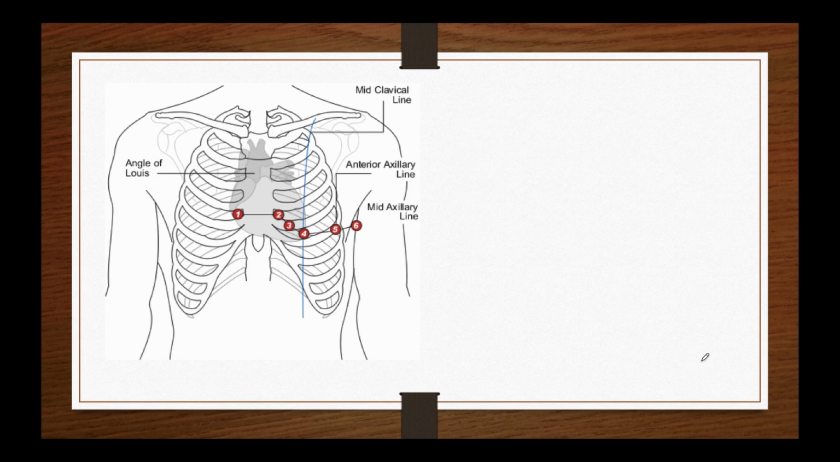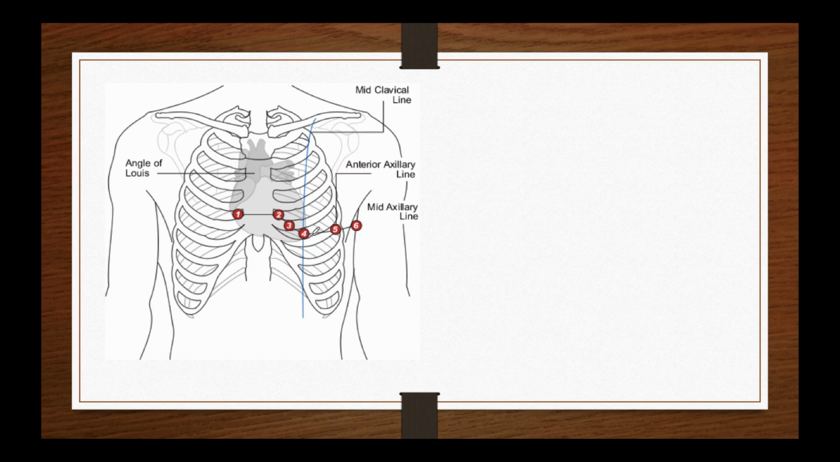We do it systematically, and so we first place V1 on the 4th intercostal space at the right sternal border over here. Then just opposite to it, also the 4th intercostal space, left sternal border, we place lead 2, or the V2. Then we come to the mid-clavicular line and place V4 in the fifth intercostal space. Now, between V2 and V4, we place the V3.